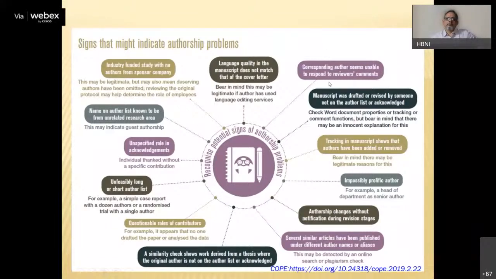Then suppose the corresponding author seems unable to respond to reviewers' comments. So that means there is some issue there. Okay. It's a possibility that it could be an authorship problem, not always. The manuscript was drafted and revised by someone not on the author list or acknowledged. So this is what is called a ghost author. And there are several technical ways of tracking these things, but let's not go into that part right now.